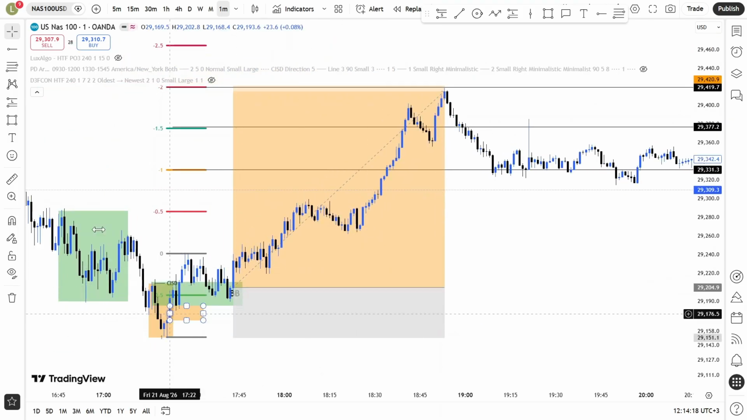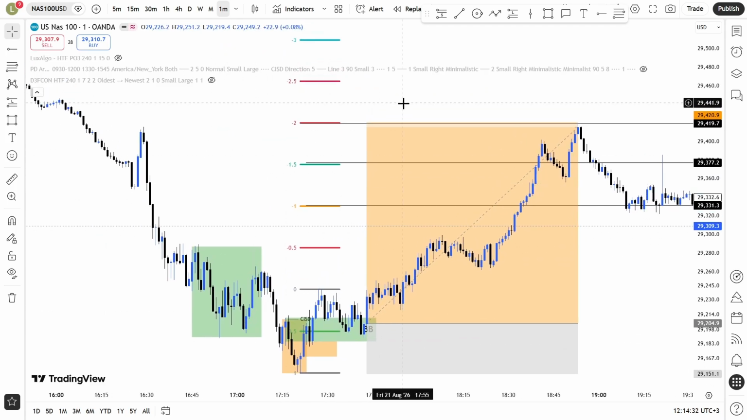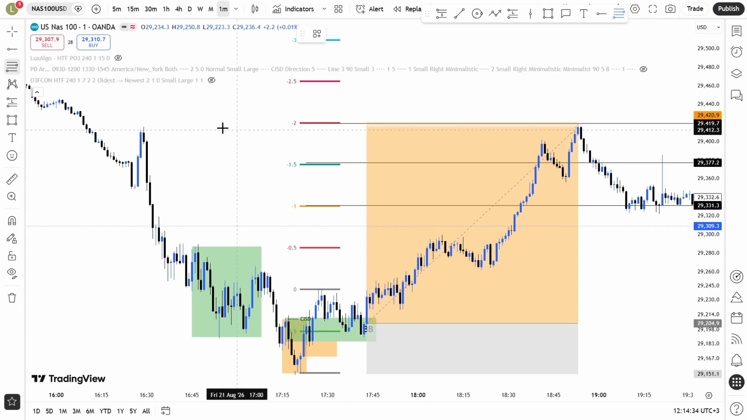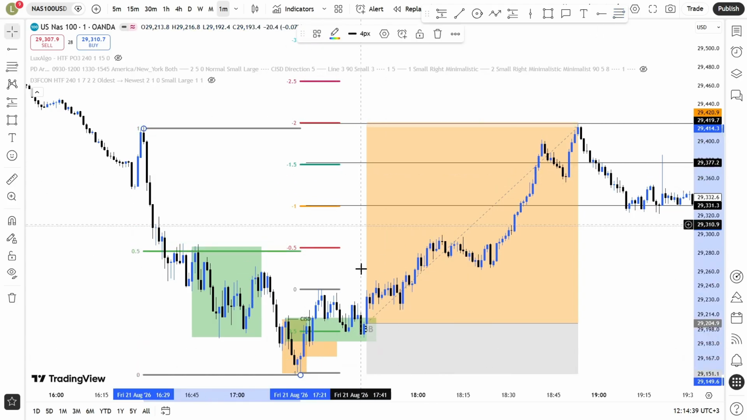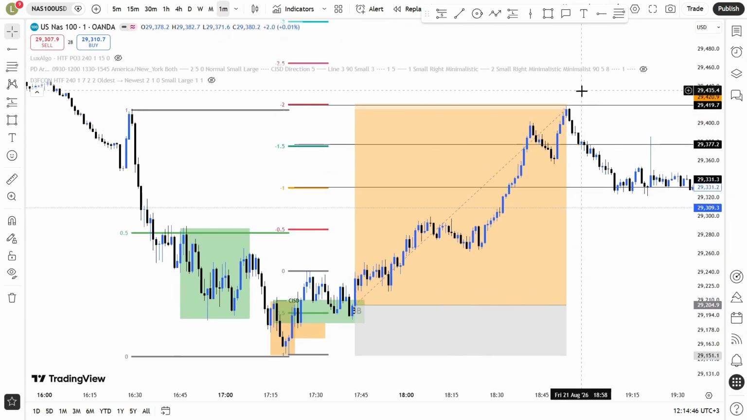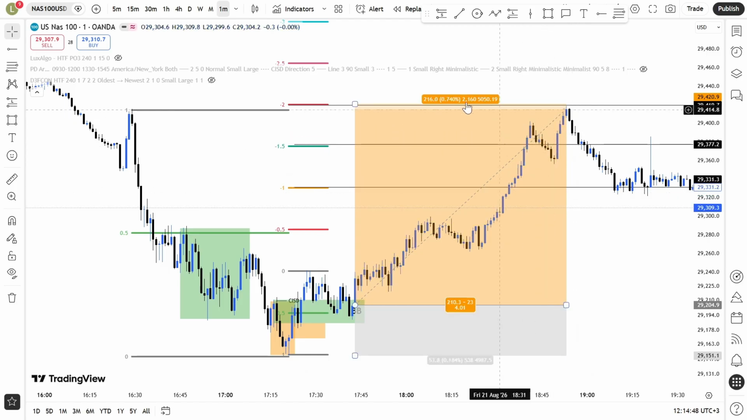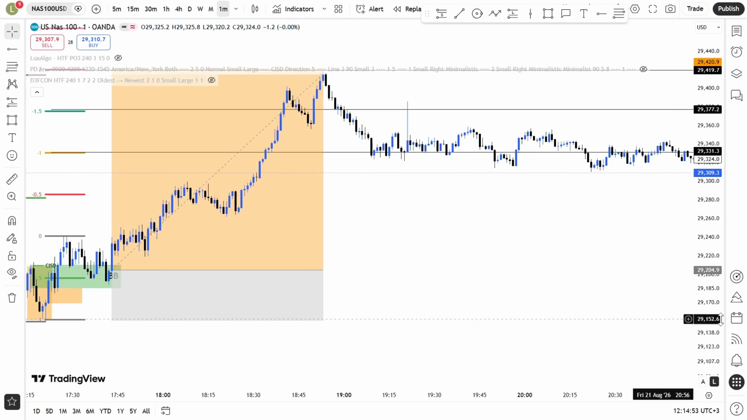You see, combining all those things: CISD, changing state of delivery, breaker block, which was once an order block, and Fibonacci. Okay, again, let's put in the Fibonacci and we see this is our high, this is our low. We buy from the discount and we sell in the premium here. See, price now changes to the premium, matching with our -2, and again it starts selling. Simple as that.